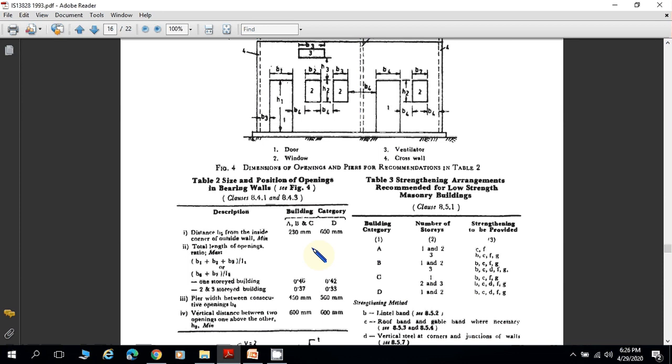Similarly, the pier width between consecutive openings is to be kept at 560 mm, and the vertical distance between 2 openings will be kept at 600 mm.